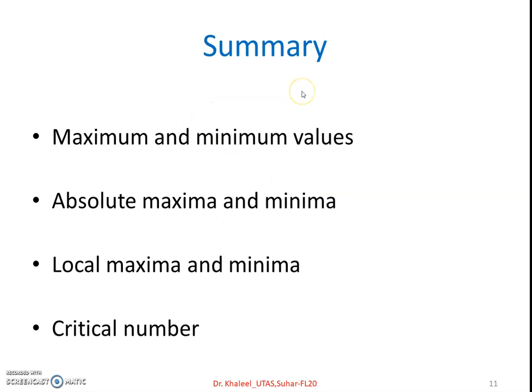So what we have studied in this video lecture for week 8, first part, is what we mean by absolute maximum and minimum values of a function, absolute maxima and absolute minima, local maxima and local minima, and the most important, the critical number. That's all for week 8, the first part. Then we will continue in more detail in the second part, that is week 8b. Thank you.